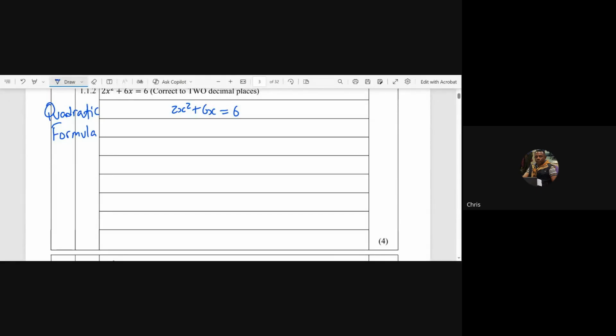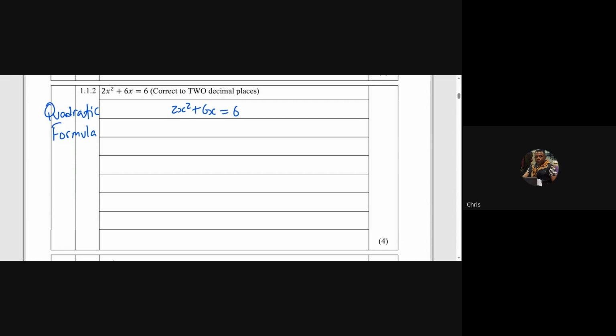Hello guys, we are looking at question 1.1.2 of the grade 12 paper 1. This is called quadratic formula. What we have here is 2x squared plus 6x equals to 6.